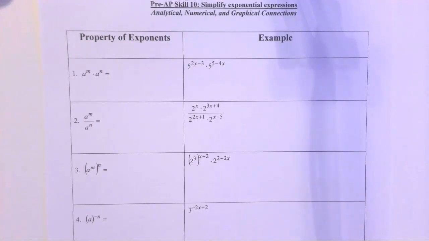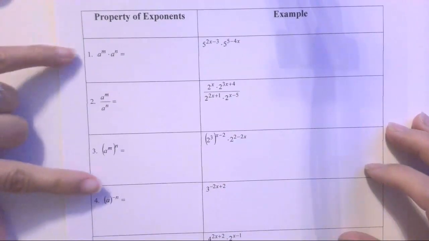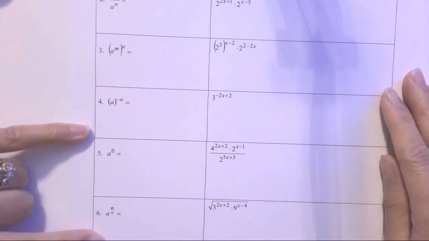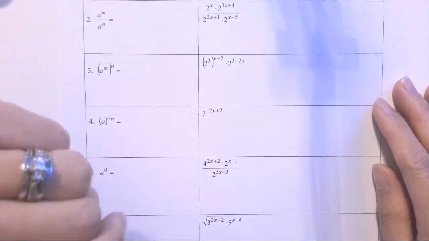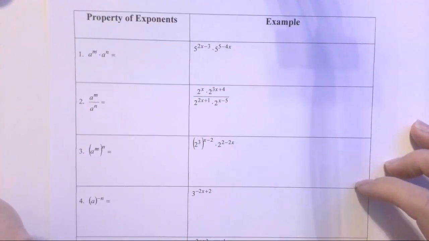This is Mrs. Majors. Today we're going to do Skill 10, Simplifying Exponential Expressions. Okay? Alright, so you have a table over there. I have numbers 1 through 6 of the properties. So all that to say, numbers 1 through 3, super easy. Numbers 4, 5, 6 might need some review. And then after we go through those properties, we're going to do some complicated examples and be done with the lesson. So let's go over one at a time.